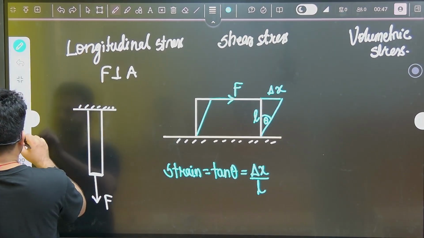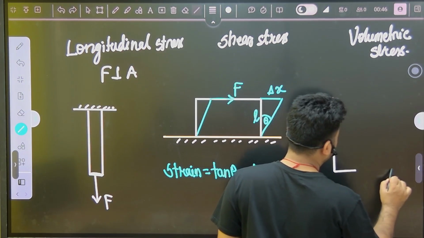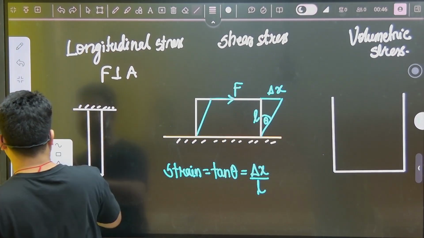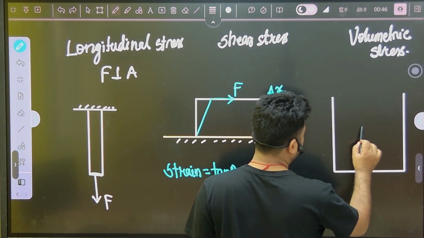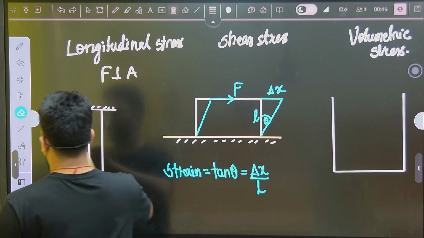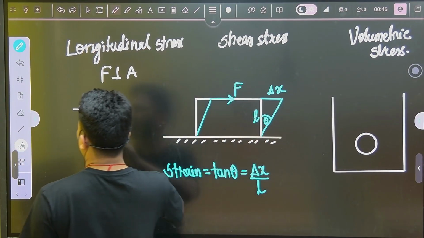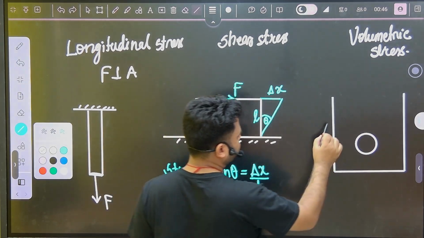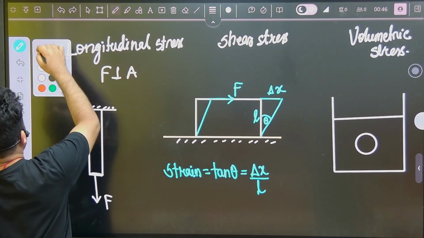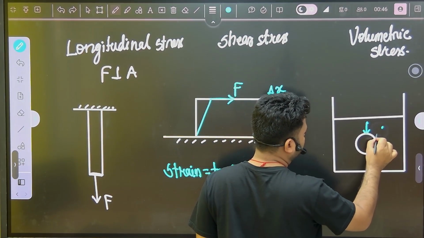Now volumetric stress. What is volumetric stress? Suppose there is a container filled with water, and there is a small football kind of thing inside the water. So what will happen now? From all the sides, this water, this fluid will apply pressure.